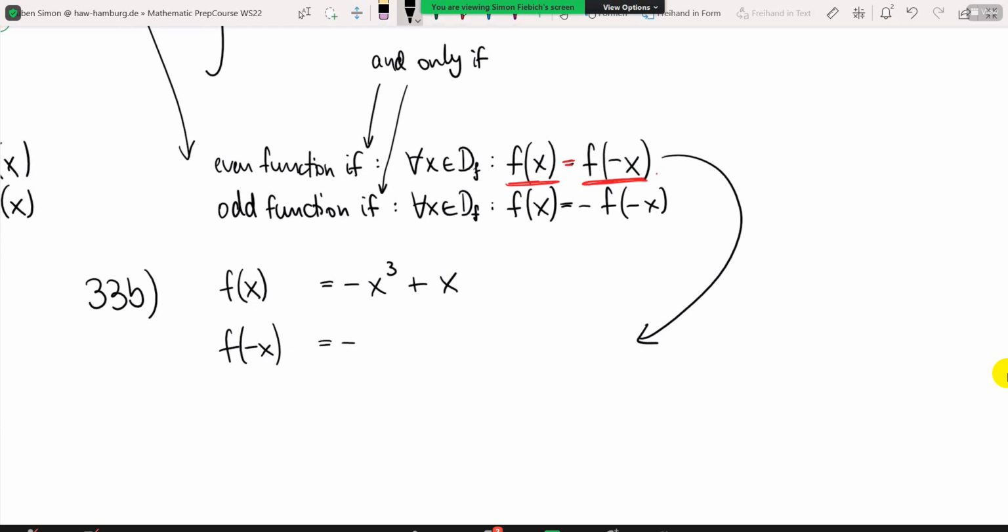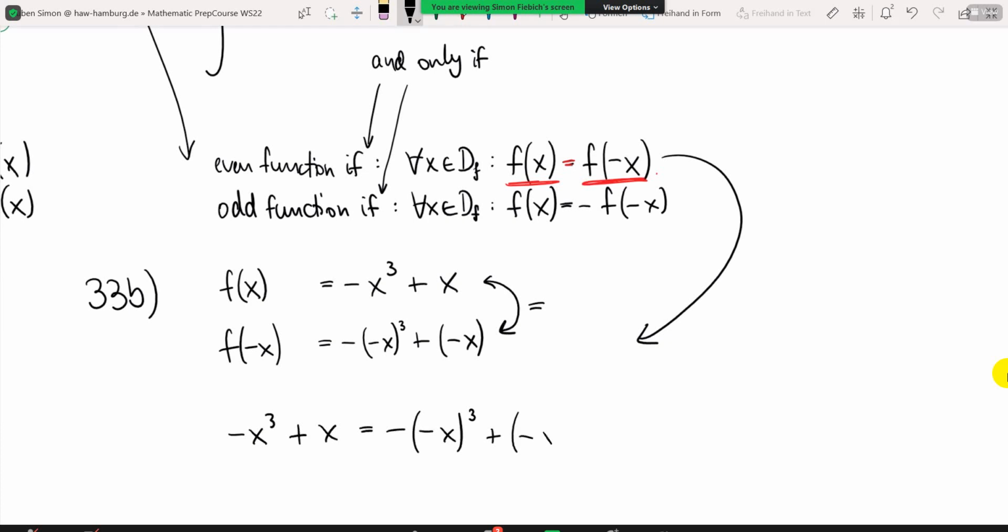So this x, which is raised to the power of 3, needs to be replaced by negative x, which means I have to use parentheses at this point. Be careful. So now I raise negative x to the power of 3, and this x also gets replaced by negative x, which would look like this. And now what I have to prove is that these two are still equal. So I have an equation that goes like negative x to the third power plus x is equal to negative x to the power of 3 plus negative x.